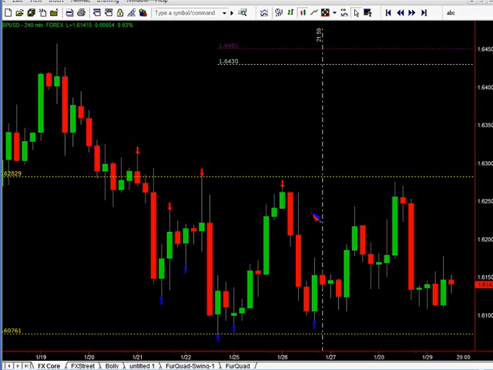So if price is range bound, I'm not going to be keen on adopting trending strategies because, again, price is range bound. It would make more sense to adopt a range trading strategy. So if I know at this point of the chart that price is range bound, then I could adopt a range trading strategy. So classic range trading strategy involves selling resistance, buying support.